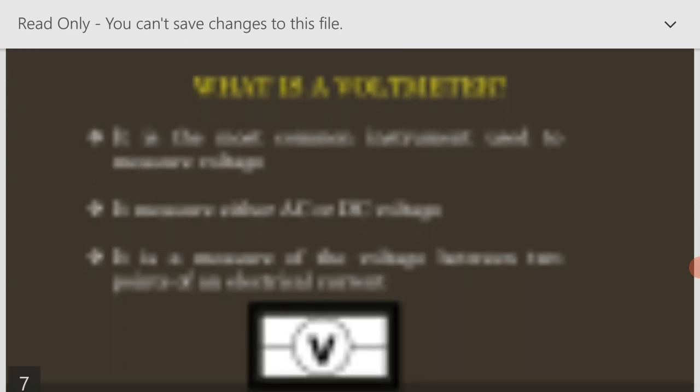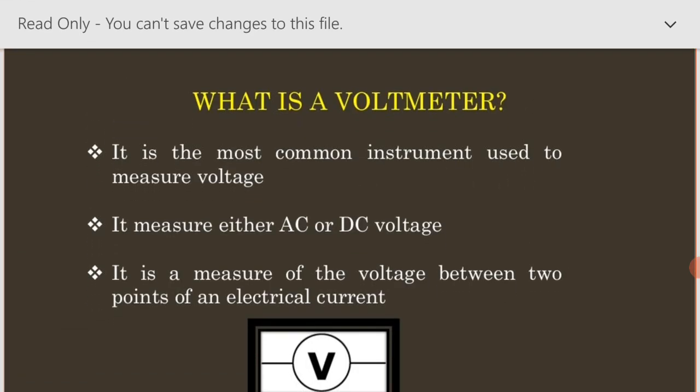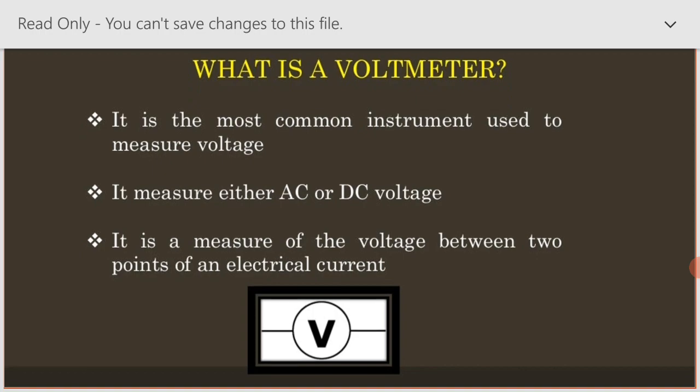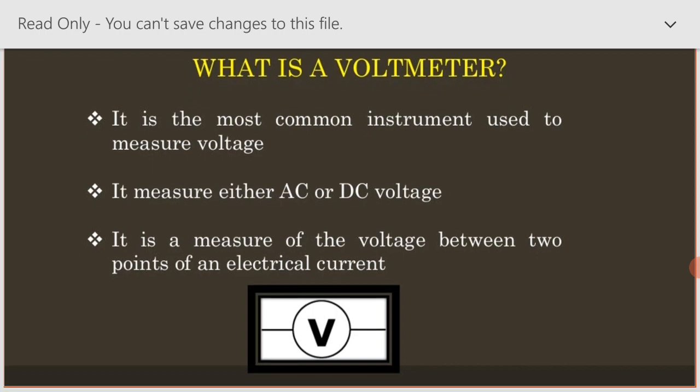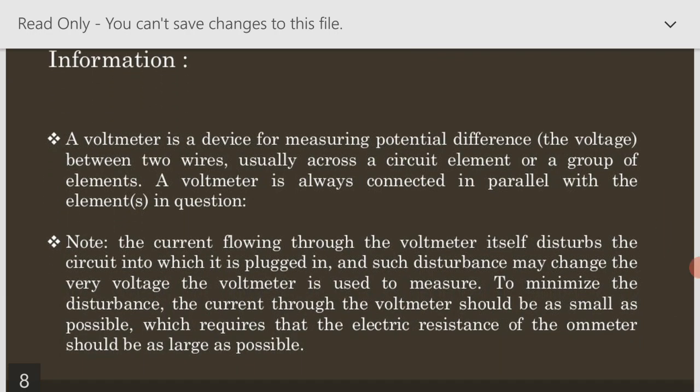The next is what is a voltmeter. Firstly we saw the ammeter, now we see the voltmeter. It is the most common instrument used to measure voltage. It measures either AC or DC voltage. It measures the voltage between 2 points of an electric circuit. A voltmeter is a device for measuring potential difference, the voltage between two wires, usually across a circuit element or a group of elements.